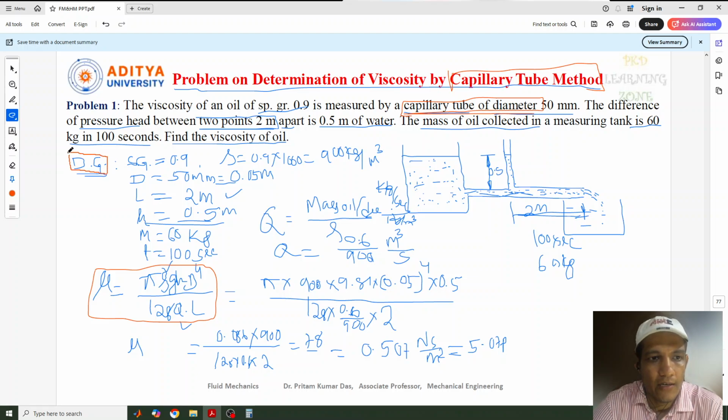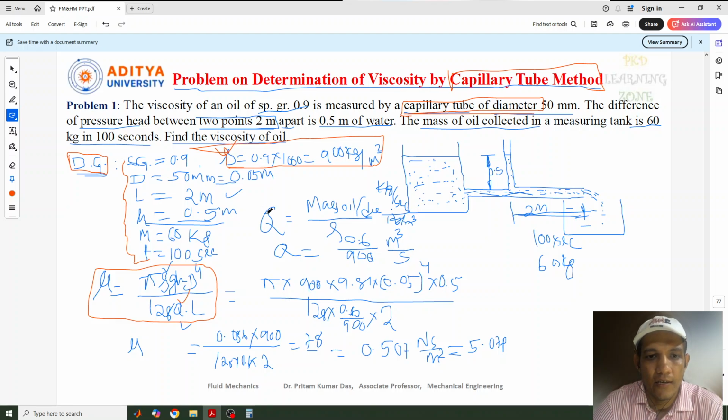Based on the data, we write down all these values one by one, and identify what are the requirements in this formula, what data are given here and what data are missing. Suppose here all the data are given except this rho value and the Q value. So what I did, rho I calculated from the specific gravity given. Just multiply with the density of the standard liquid, that is water, 1000. So we got the density of the oil.